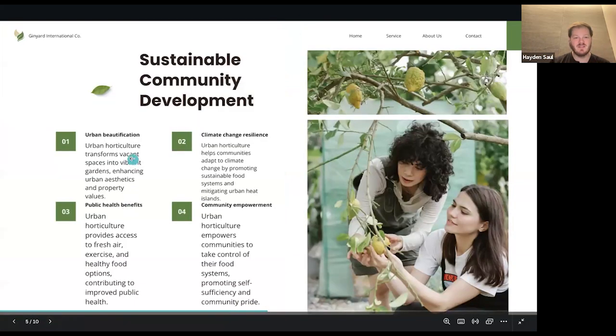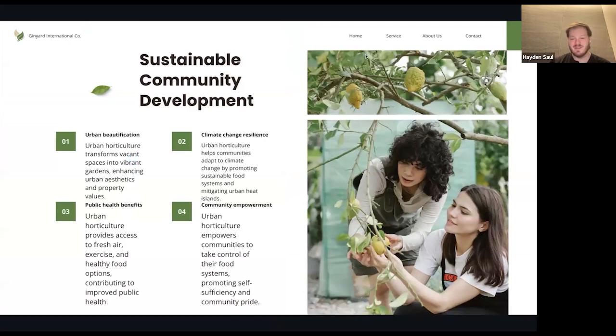And with that, we'll shift into slide 5 on sustainable community development. And Priya, let me know if you can hear us at all. I'm happy to keep going and feel free to jump in at any point. The first is urban beautification. Urban horticulture transforms vacant spaces into vibrant gardens, enhancing urban aesthetics and property values. People really like the benefits that we just went over, whether it's mental health or bringing in economic flourishes to the area. People really enjoy having these horticulture areas in their communities where previously there may have been nothing.